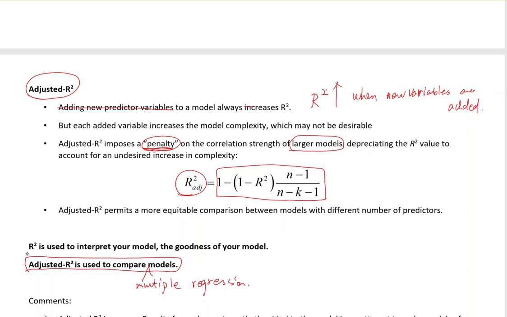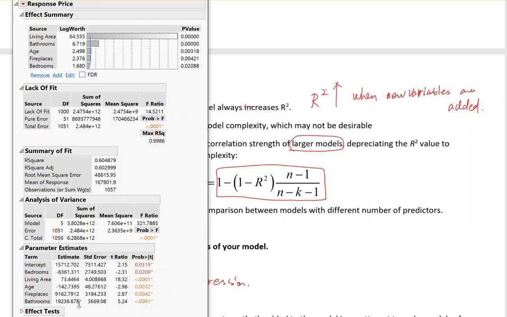And R-square is to interpret your model. If you don't have another model to compare with, if you only have this one, then you can use R-square to describe it. The R-square is 0.6048, which is kind of not close to 1, not close to 0, right? It is in the middle of 0 and 1. So it's kind of okay. The regression is kind of okay, right?